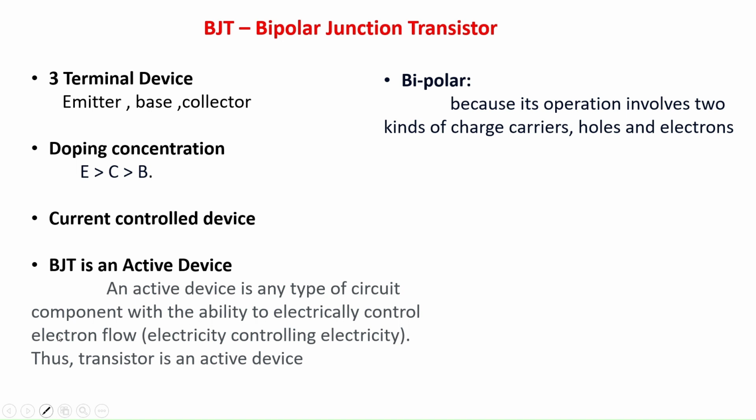Hello everyone. In this video we are going to discuss BJT, bipolar junction transistor. Bipolar junction transistor is generally a three terminal device. The three terminals are emitter, base and collector.